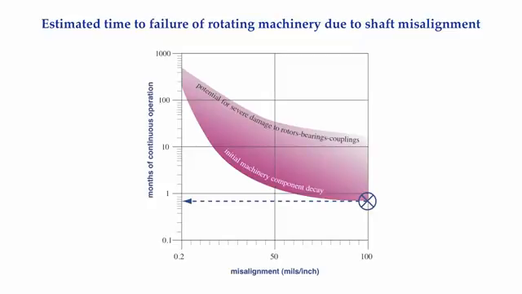Will the machines catastrophically fail in that time? Probably not. But if we continue to operate the drive system with that much misalignment, we will probably have a catastrophic failure somewhere around 20 to 30 months of continual operation. Not until we get down to 2 mils per inch of misalignment or better will it probably be something other than shaft alignment which causes the machinery to fail.